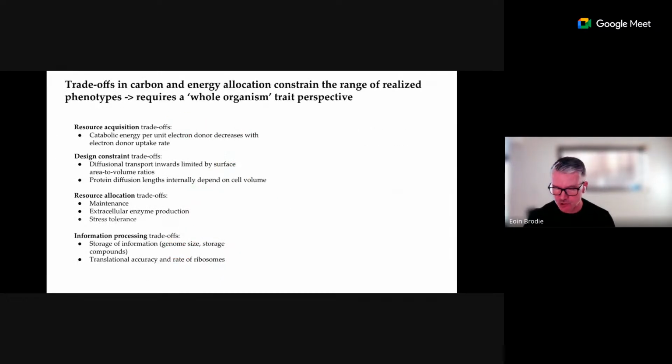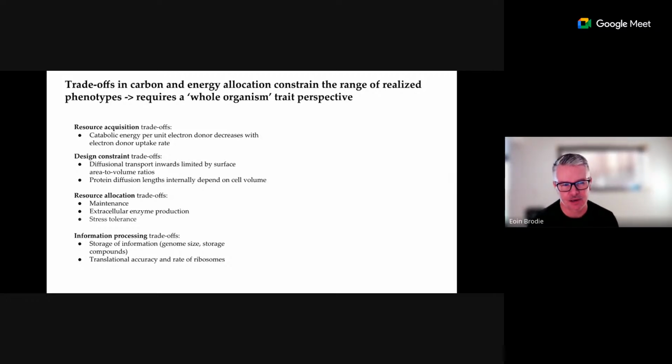So to do this, though, we need to think at the organism scale. There are different fields or communities that approach modeling of microbes in ecosystems. Some folks approach this from a whole community perspective, where you consider a microbial community as a bag of genes, and therefore a bag of chemicals as a whole community. But the trade-offs between traits occur at the organism level.